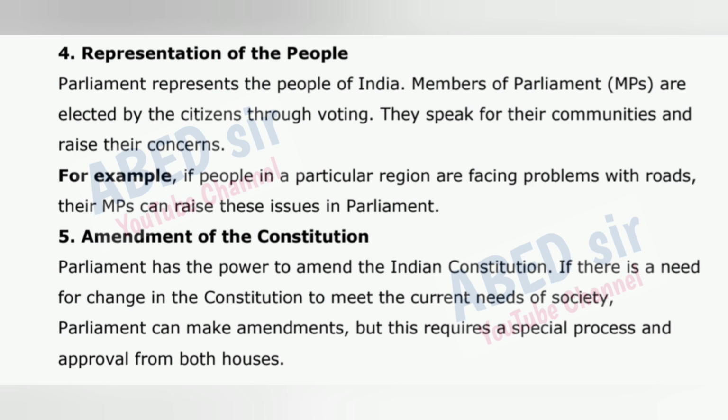5. Amendment of the Constitution. Parliament has the power to amend the Indian Constitution. If there is a need for change in the Constitution to meet the current needs of society, Parliament can make amendments, but this requires a special process and approval from both houses.